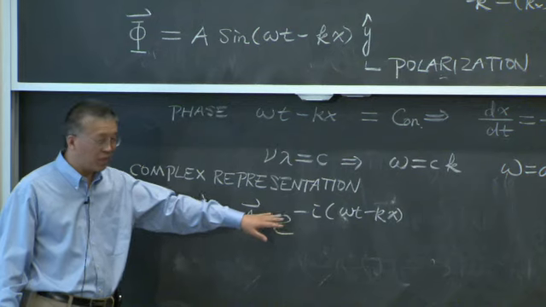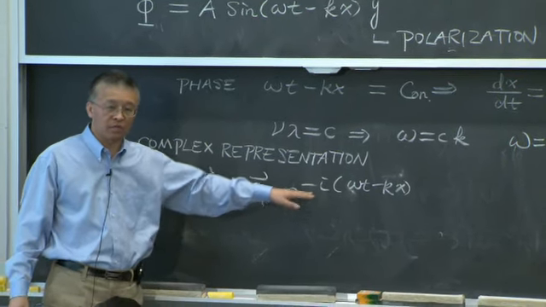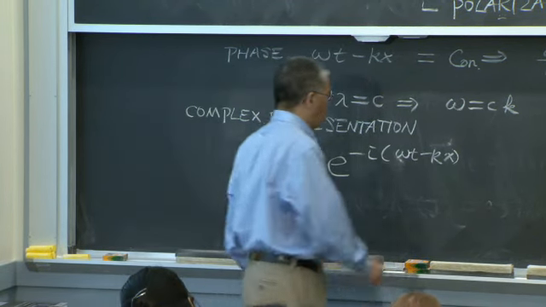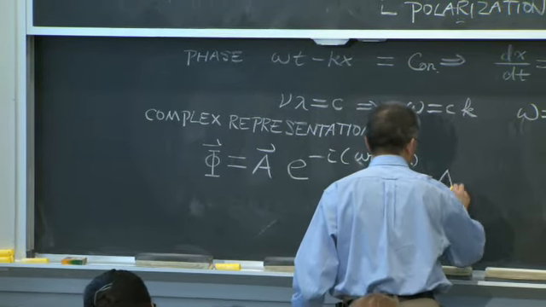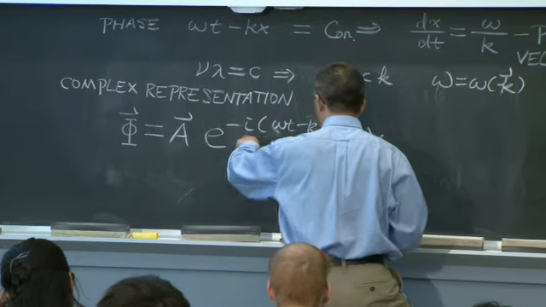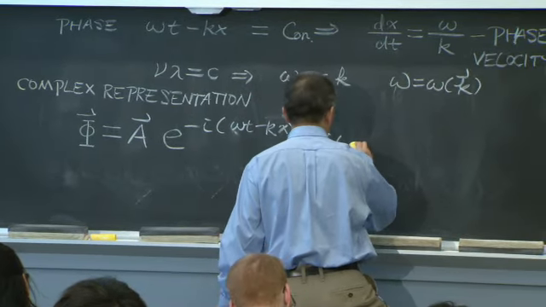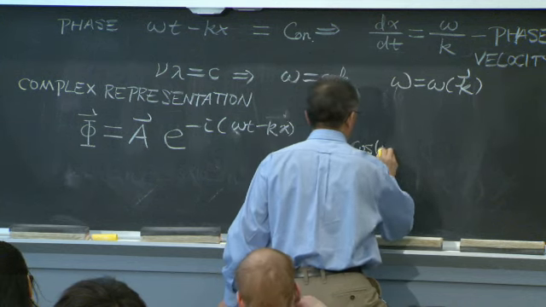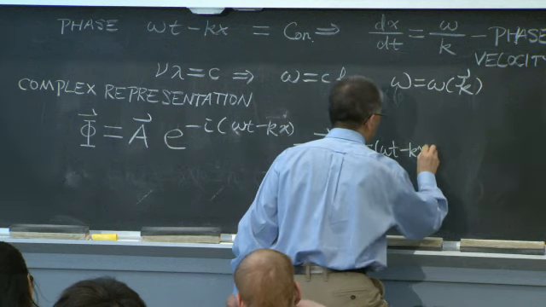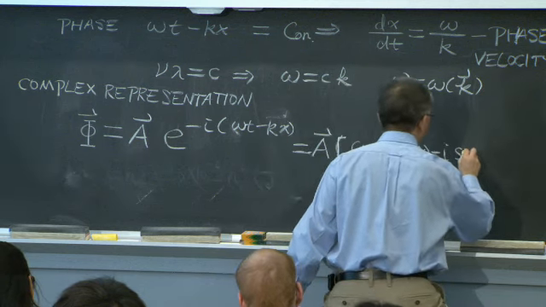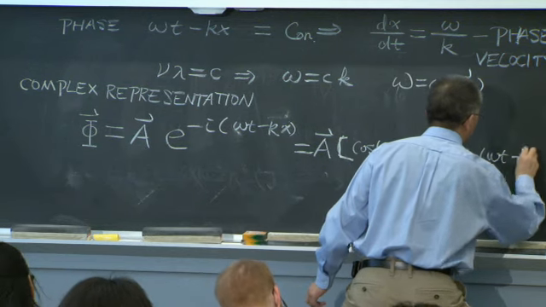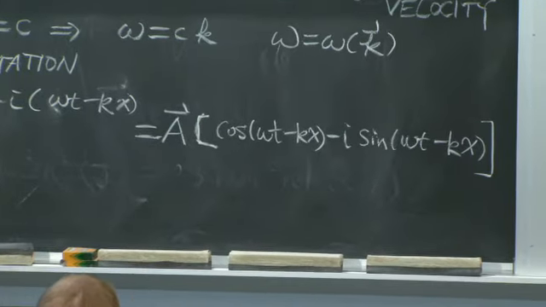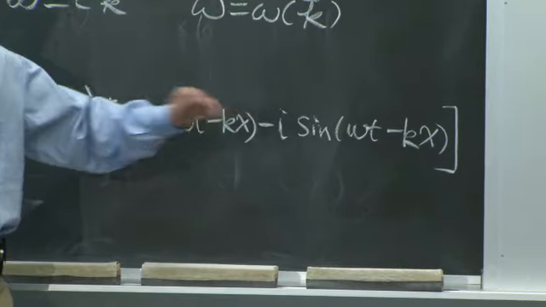If you see this, of course, it's easier to take a derivative of an exponential function. And what I have here really means I can write this exponential back into cosine and sine. So I have cosine omega t minus kx minus i sine omega t minus kx. So I have a real part and an imaginary part.